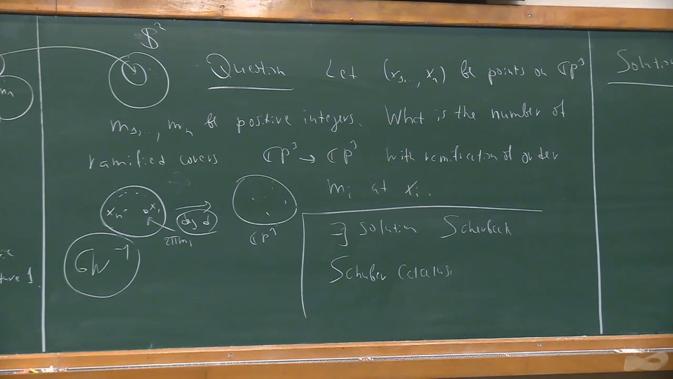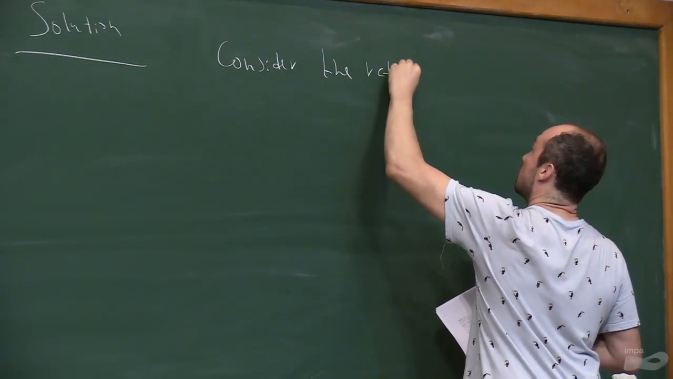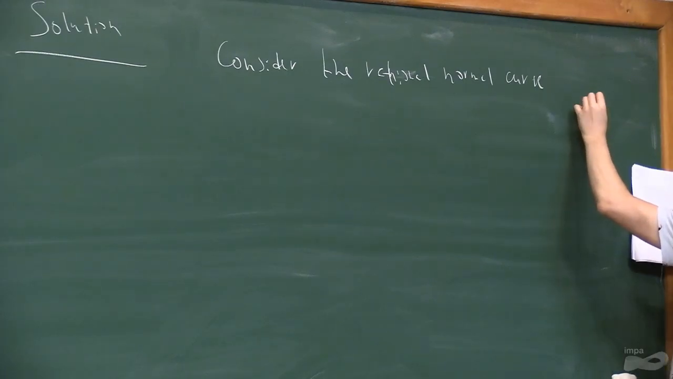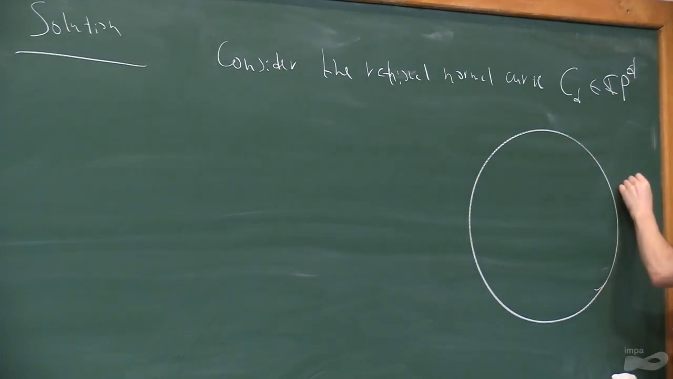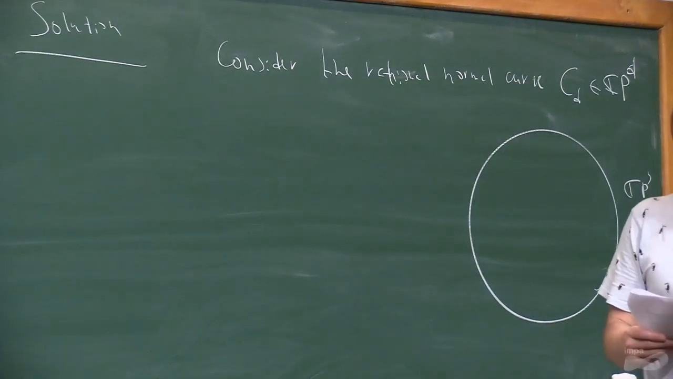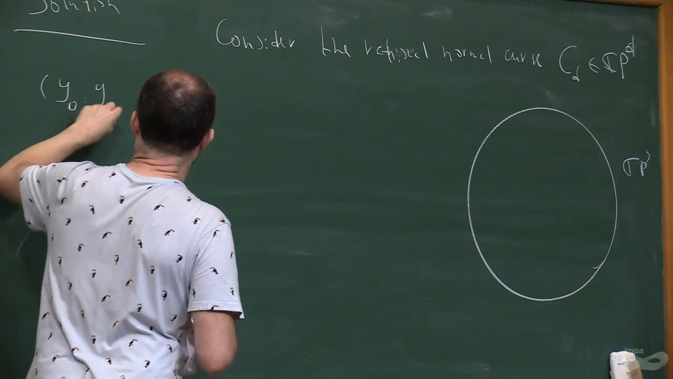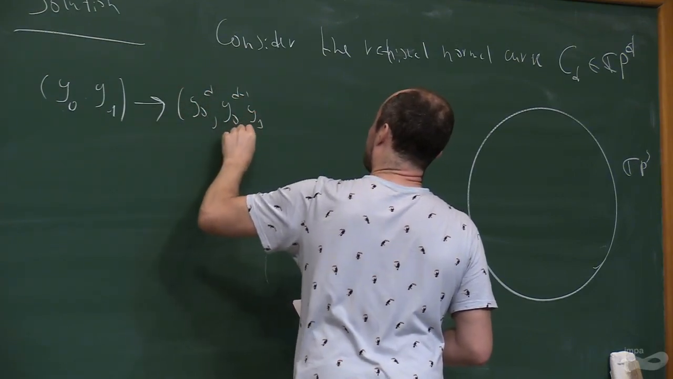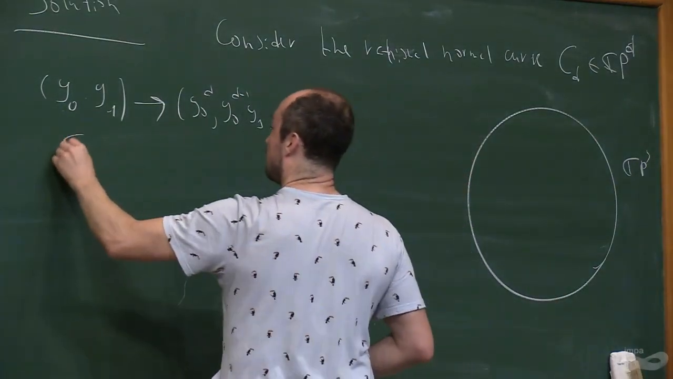It's the simplest possible object of algebraic geometry. Consider the rational normal curve CD inside of CPD. So we have our CPD, for example CP3. And what is the rational normal curve? It's a very simple object, given by the following parameterization. We take points y0, y1, and map them to y0 power d, y0 power d minus 1 times y1, et cetera, and finally y1 power d. So CP1 goes to CPD.